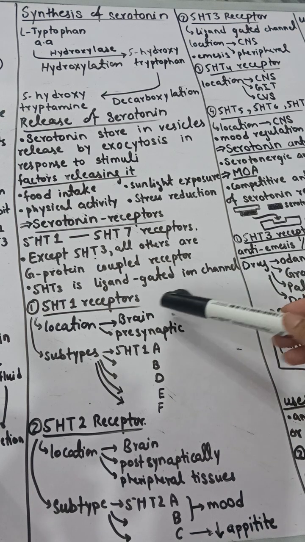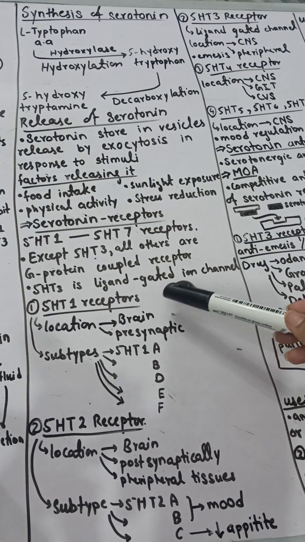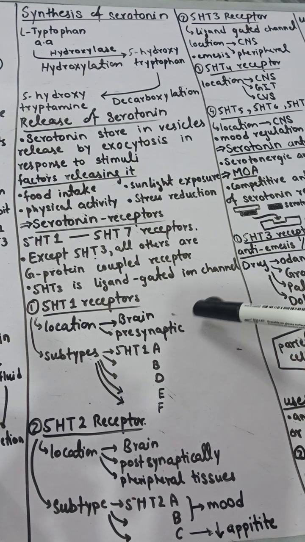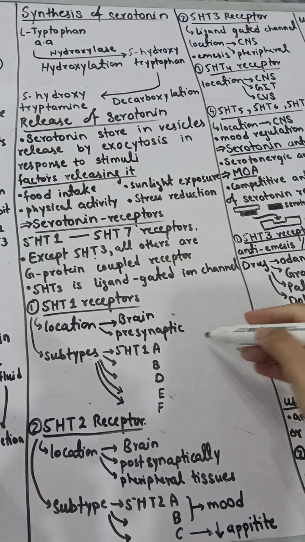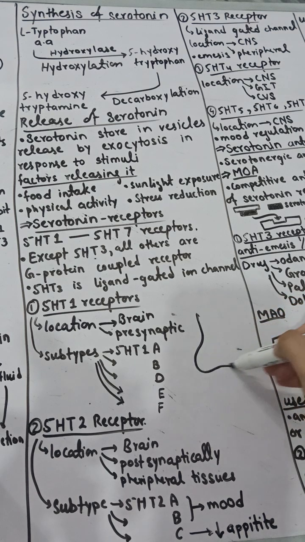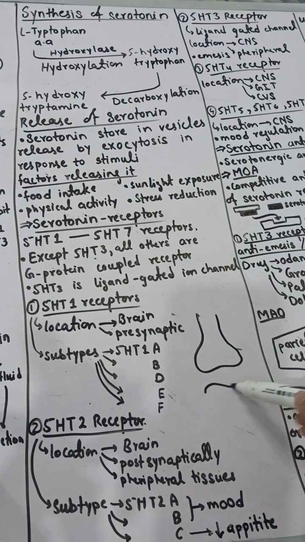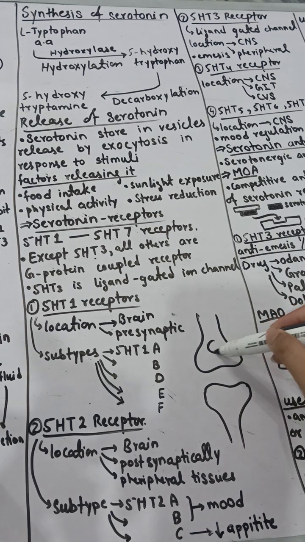So where are they present? The first receptor is located in your brain, in presynaptic neurons. If I am drawing here, this is a presynaptic neuron, okay, and now I am going to draw a postsynaptic neuron. From this presynaptic neuron the vesicles are present.